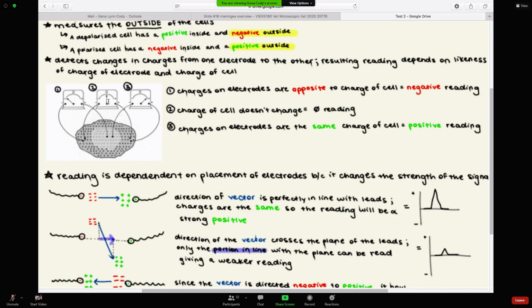On the middle one, it doesn't really matter what the leads are doing because they're both going to the same charged tissue. EKGs are measuring the change in electrical activity, and if there's no change, I can't read anything. So that's going to give you a 0 reading. And on this last one, it's negative to negative, positive to positive. That's the same, so it's going to be positive.